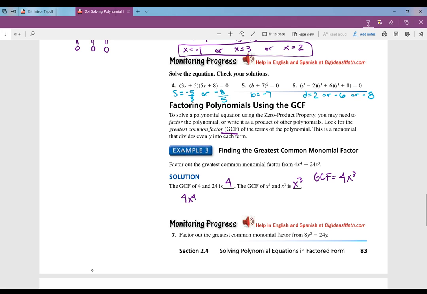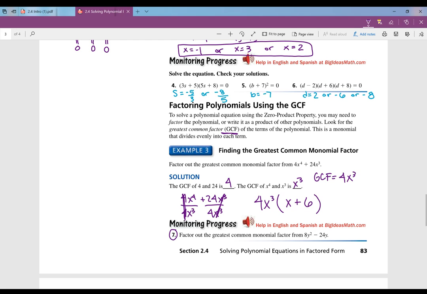So we have 4x^4 + 24x^3. We're going to divide by 4x^3. Okay, so when we pull our 4x^3 out, what's left? Well, 4 divided by 4 cancels out to be 1. x^4 divided by x^3 is going to be x. And then we have 24 divided by 4. Well, that will be 6. And our x cubes are going to cancel out. So we're left with 4x^3 times (x + 6).